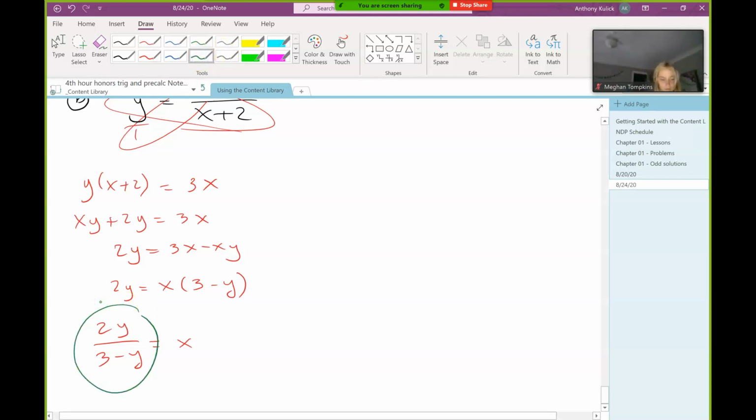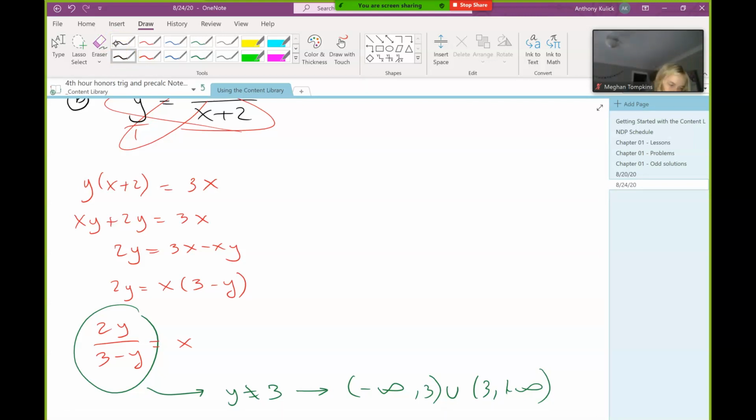So if I look at this expression, what values of y can't I have? Just 3, right? Because it would give me a 0 denominator. So that is the same thing that we saw before. y cannot equal 3, which is the same thing as what we wrote for the range before.